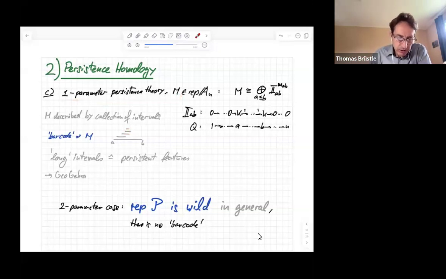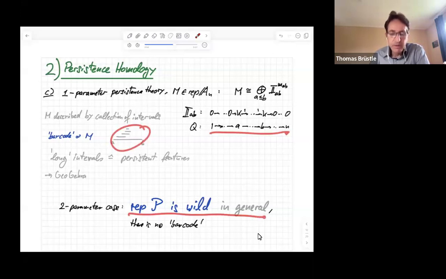So this is the story for one parameter persistence theory. If we have more parameters, in the two parameter case, say, then the incidence algebra of the poset is a wild algebra. So one parameter persistence is representation finite. We can store the information: the module decomposes into its indecomposables, and they are given by a nice description. In the wild case, we don't have any nice description of the indecomposables.